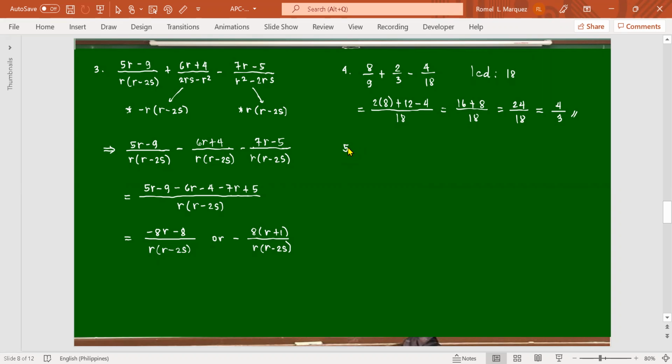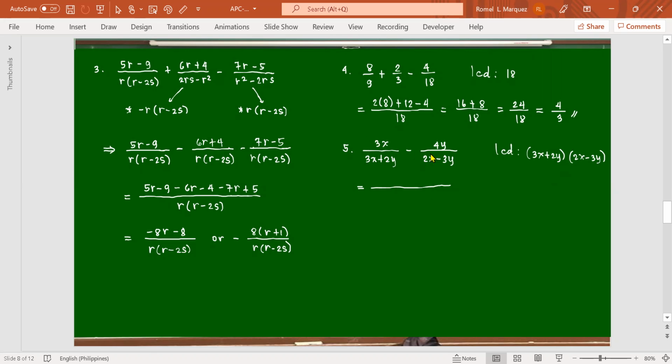Okay, number 5. If I have 3x over 3x plus 2y, then minus 4y all over 2x minus 3y. Are the denominators the same? No. So we need the LCD. What's the LCD? 3x plus 2y times 2x minus 3y, right? That's the LCD.